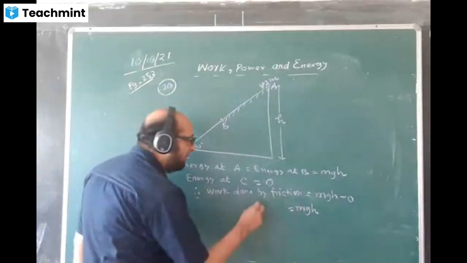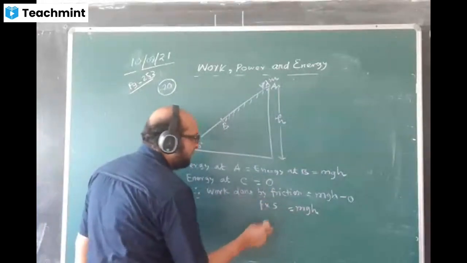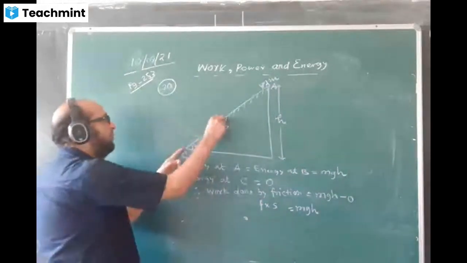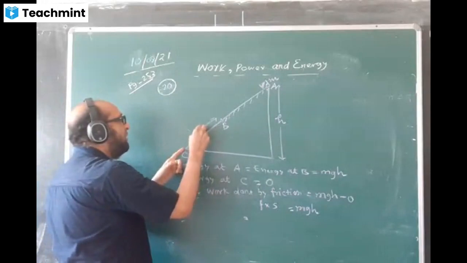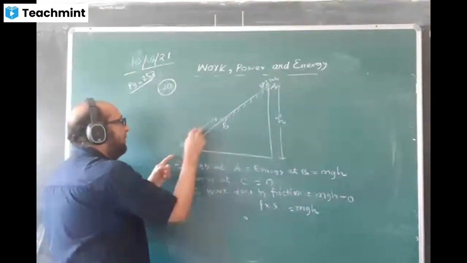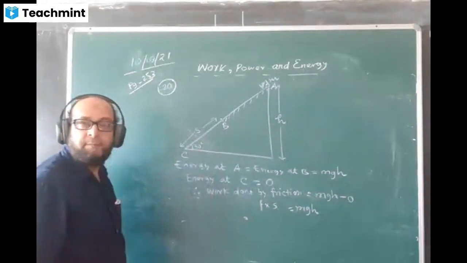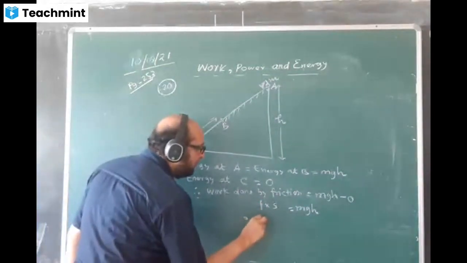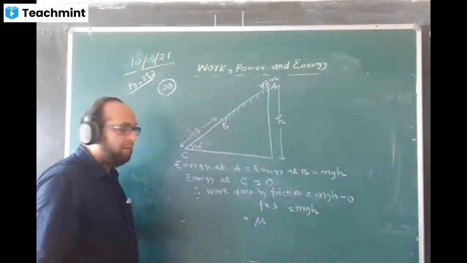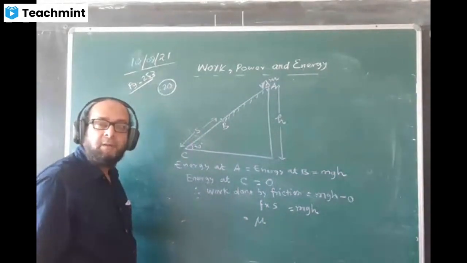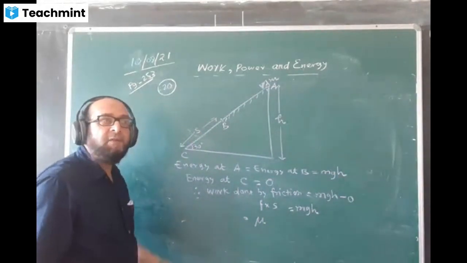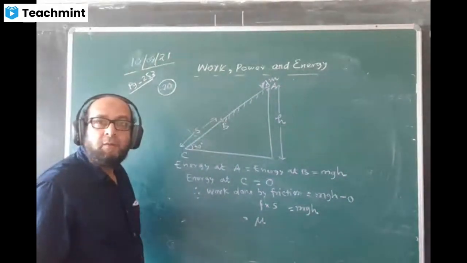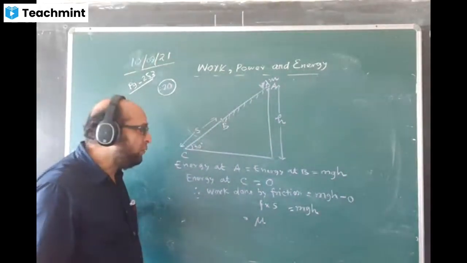What is the formula of work done by friction? Work done by friction is F into the displacement S. This displacement is from here to here, because friction is only in this part. Friction formula, what do we have? Mu into normal reaction. Yes or no? What is the formula of friction? We have to find ultimately the value of mu. So formula is mu into normal reaction.